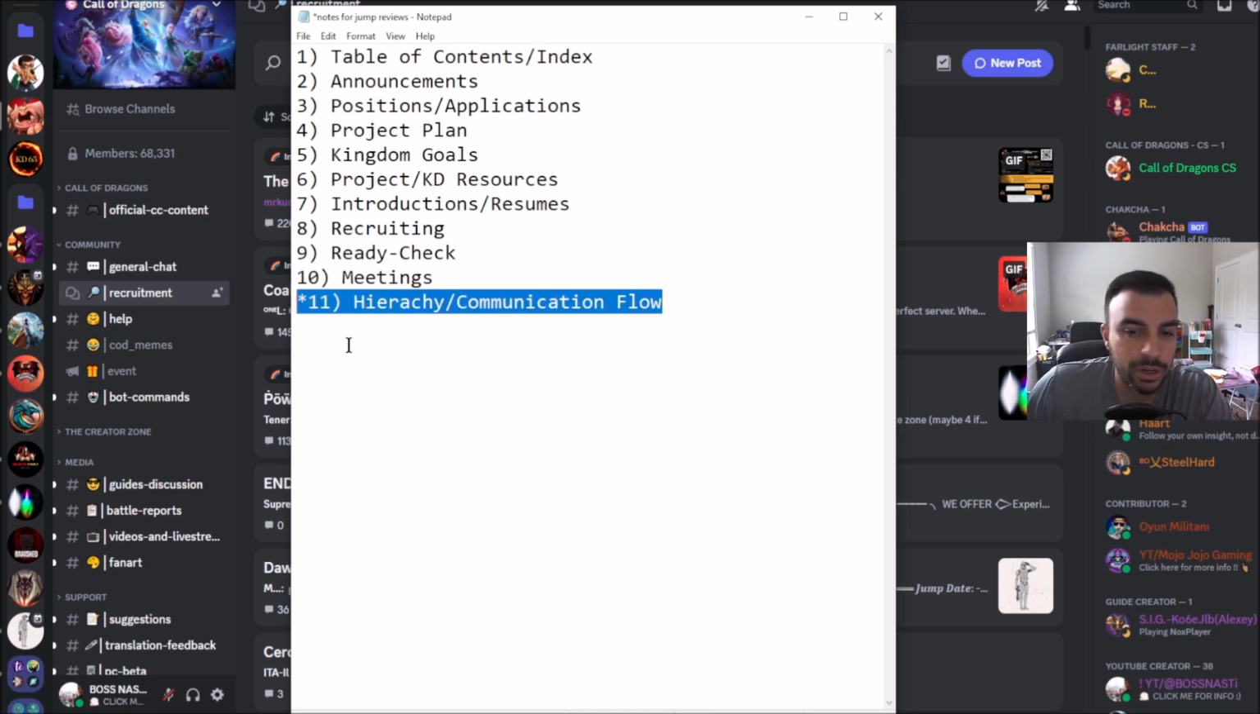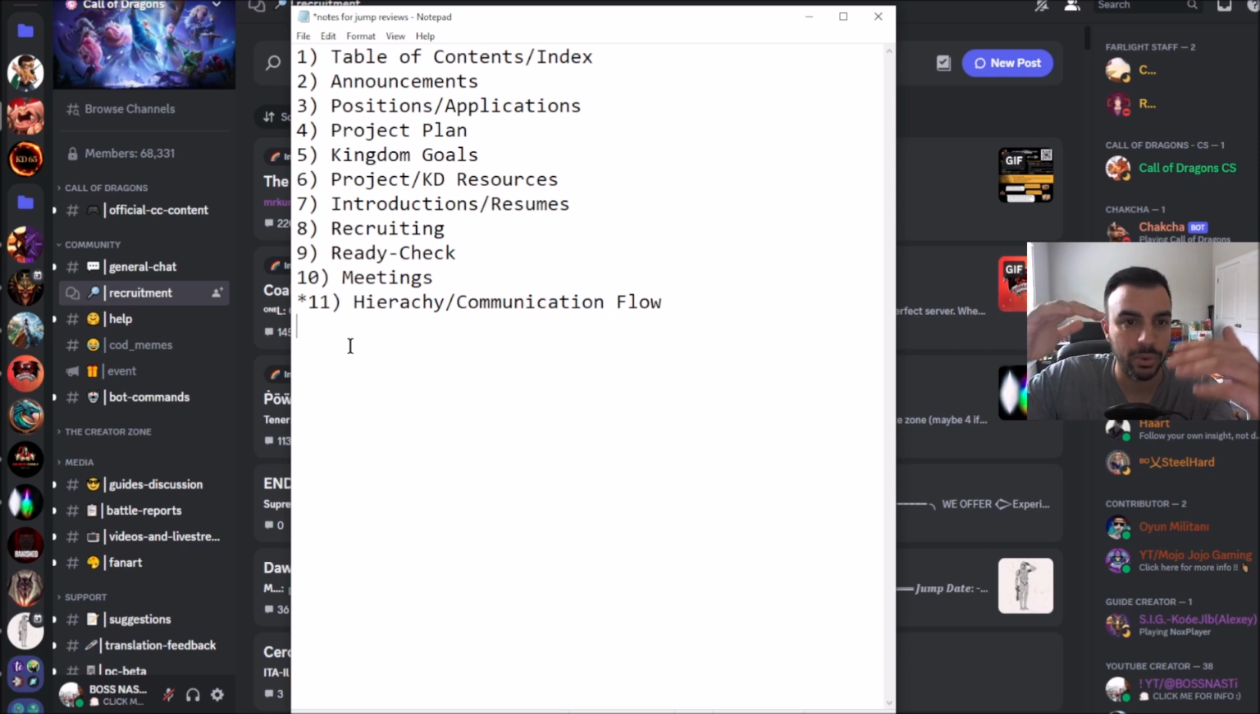Hierarchy and communication flow is more of an optional one, but for those that have it, what I mean is almost having an infographic, top down, of how your system is set up or what your hierarchy is like. It isn't something that I require or demand. It's just a nice to have if it's there.